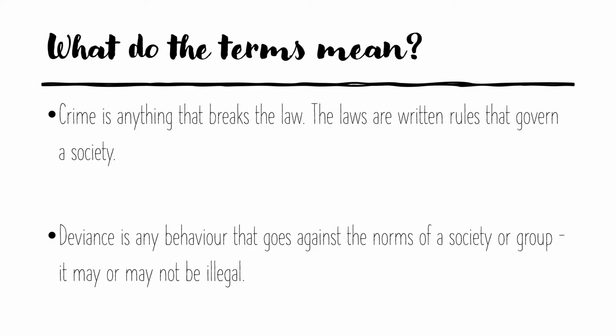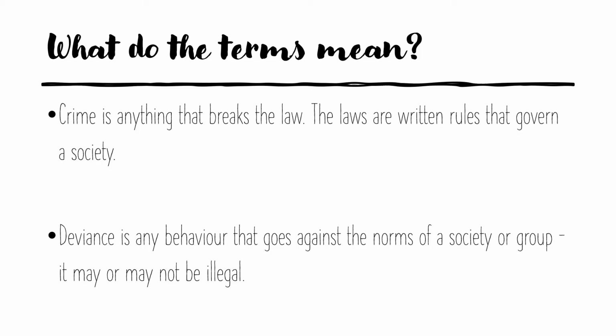Deviance is any behaviour that goes against the norms of a society or a group, a subculture. So it may be illegal or it might not be. So we've talked about norms quite a bit. We talked about norms right this time last year at the start of year 10, and we said that the norms are the expected behaviours. So when you break those expected behaviours, you are being deviant.